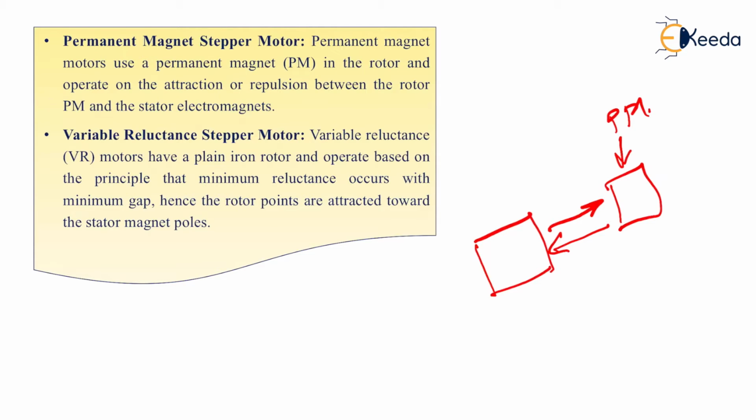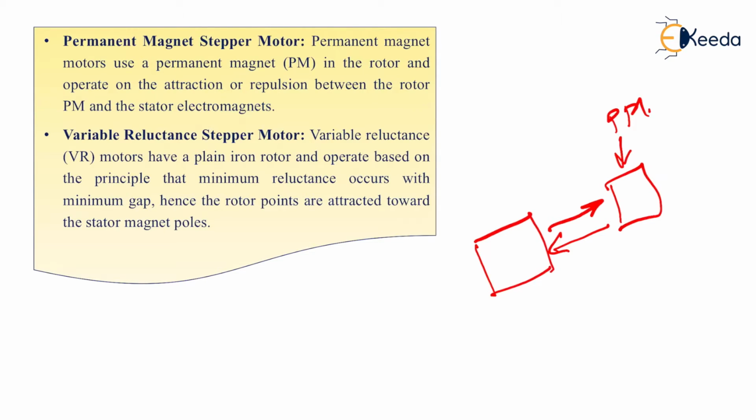This makes a permanent magnet stepper motor work. Now, the variable reluctance stepper motor has a plain iron rotor and operates based on the principle of minimum reluctance, which occurs with the minimum gap, and hence the rotor points are attracted towards the stator magnet poles.